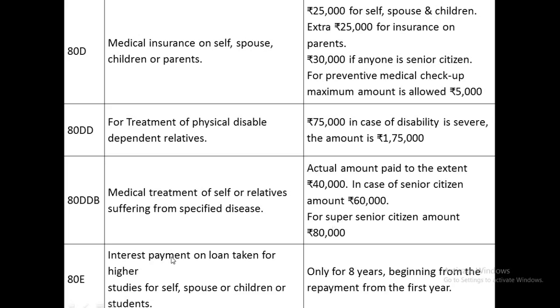And 80E is for interest payment on loans taken for higher education or higher studies. If the assessee has taken a loan for higher education for himself or spouse or children, any interest paid on such a loan will be allowed as a deduction. The entire amount of interest will be allowed as a deduction under section 80E. However much interest he is paying will be allowed as a deduction. Moreover, this benefit can be availed by the assessee for 8 years from the beginning of repayment of the loan from the first year.